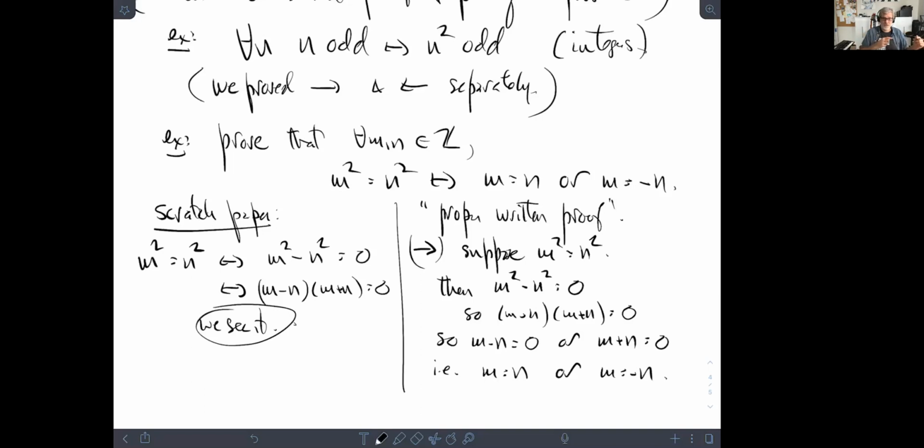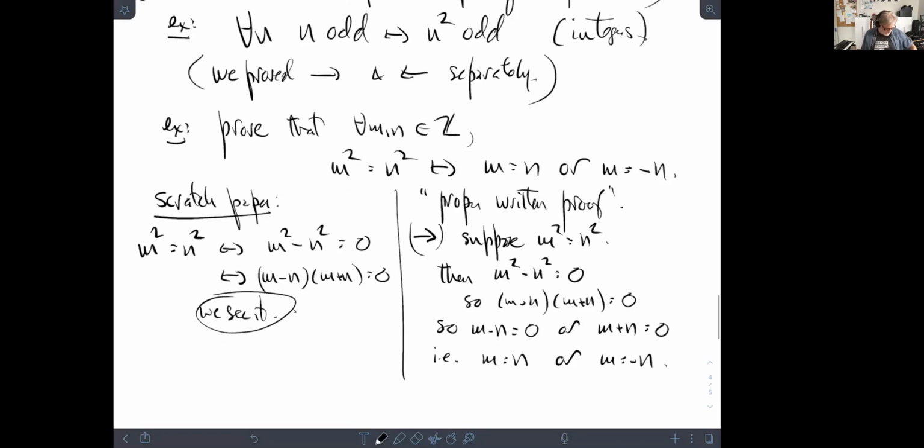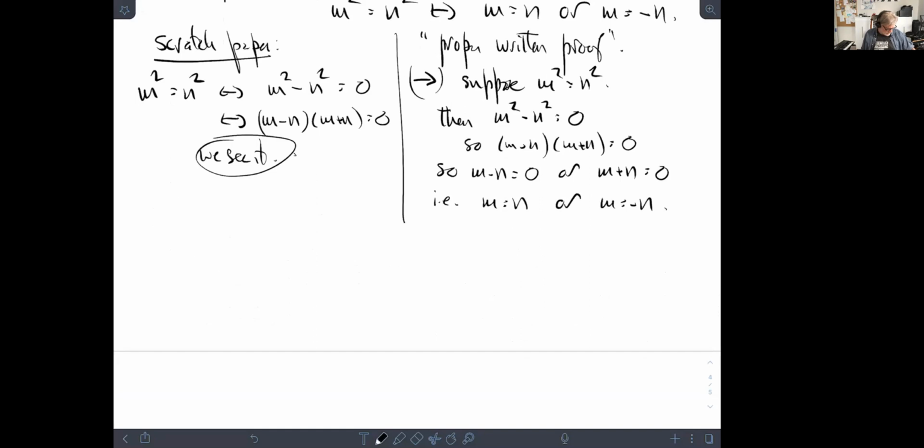Which is different from the other direction. You have to be careful, okay? So let's do the other direction now, which is actually easier. If easier than that is possible, I don't know. So let's just do the other direction like that.